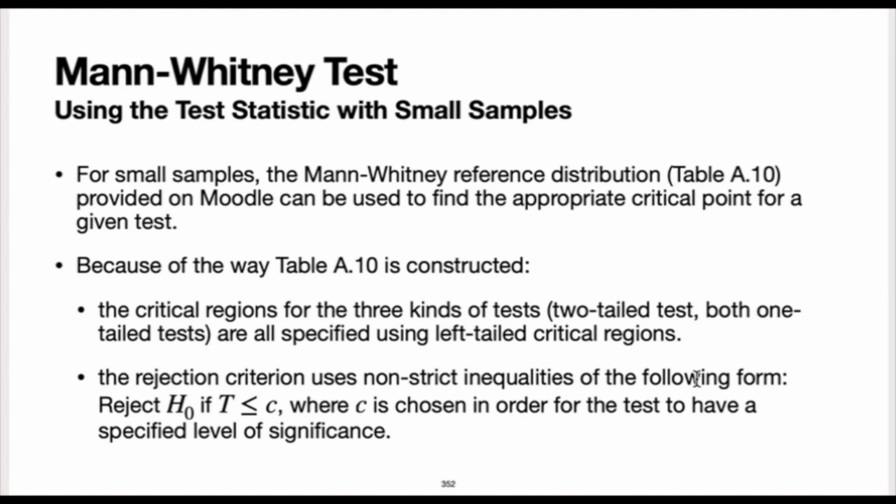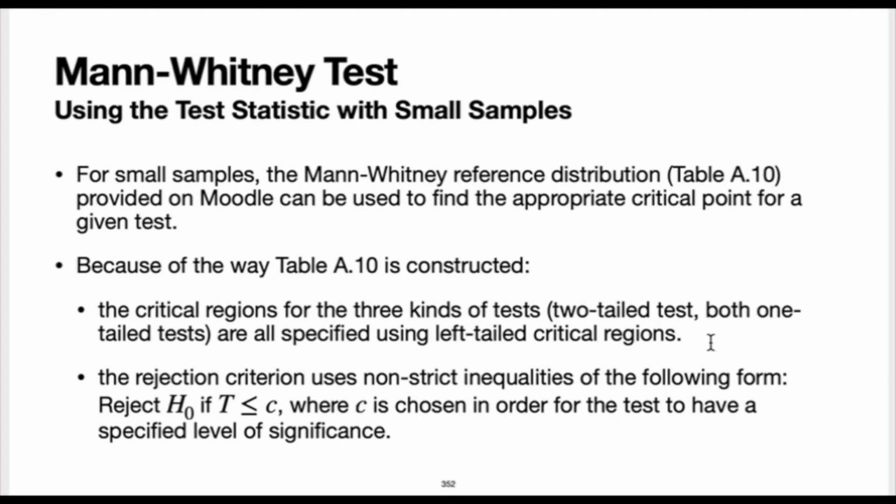So, as I said before, for small samples, the Mann-Whitney reference distribution can be used to find the appropriate critical point for a given test. This is where we need to be careful, and we need to understand how to use the table. Because of the way this table is constructed, the critical regions for the 3 kinds of tests that we've talked about, a two-tailed test and both one-tailed tests, are all specified using left-tailed critical regions.